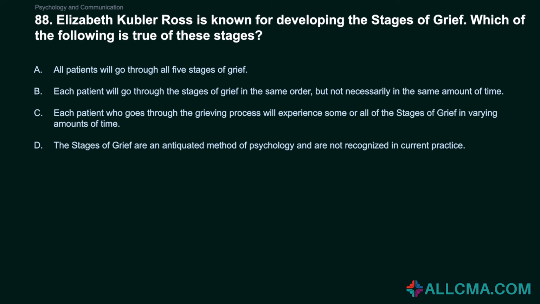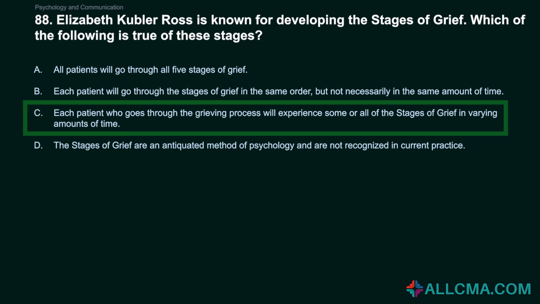88. Elizabeth Kubler-Ross is known for developing the stages of grief. Which of the following is true of these stages? A. All patients will go through all 5 stages of grief. B. Each patient will go through the stages of grief in the same order, but not necessarily in the same amount of time. C. Each patient who goes through the grieving process will experience some or all of the stages of grief in varying amounts of time. D. The stages of grief are an antiquated method of psychology and are not recognized in current practice.